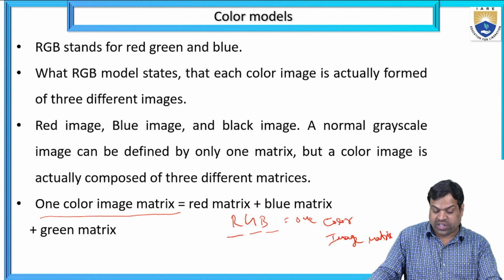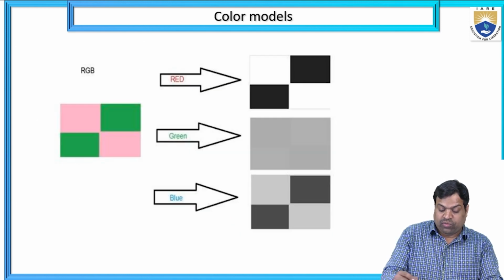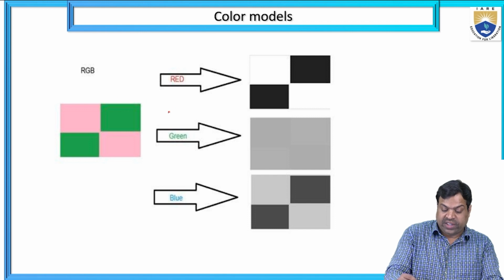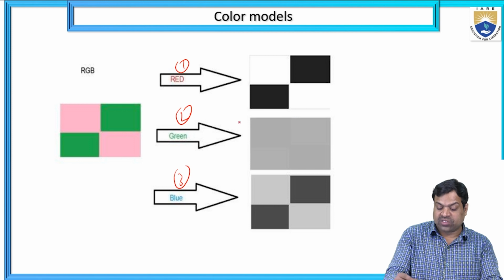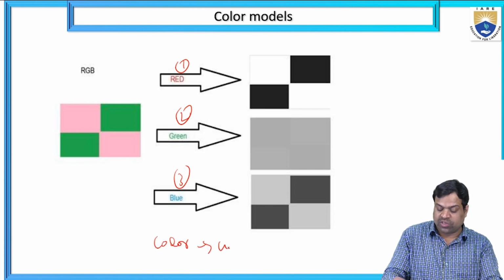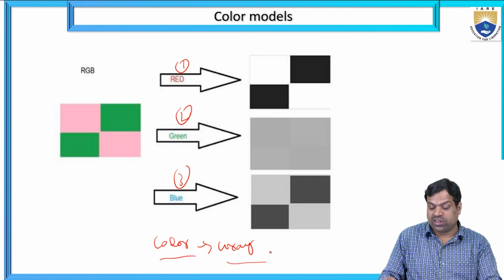One color image matrix. So we can see here red, green, blue, 1, 2, 3. These are converting to black and white. Red, green, blue means color is converting to gray. So color combinations are converting to gray.